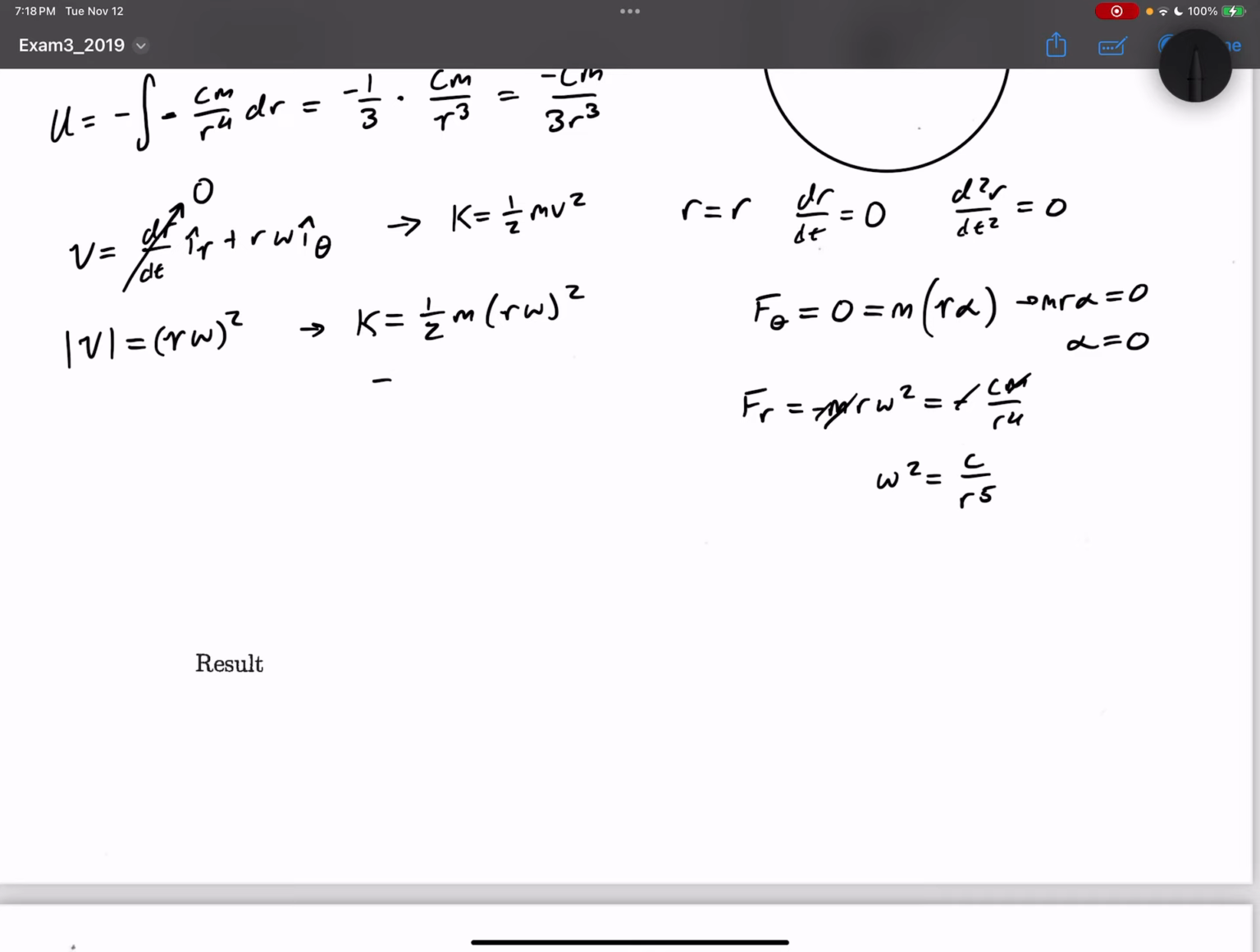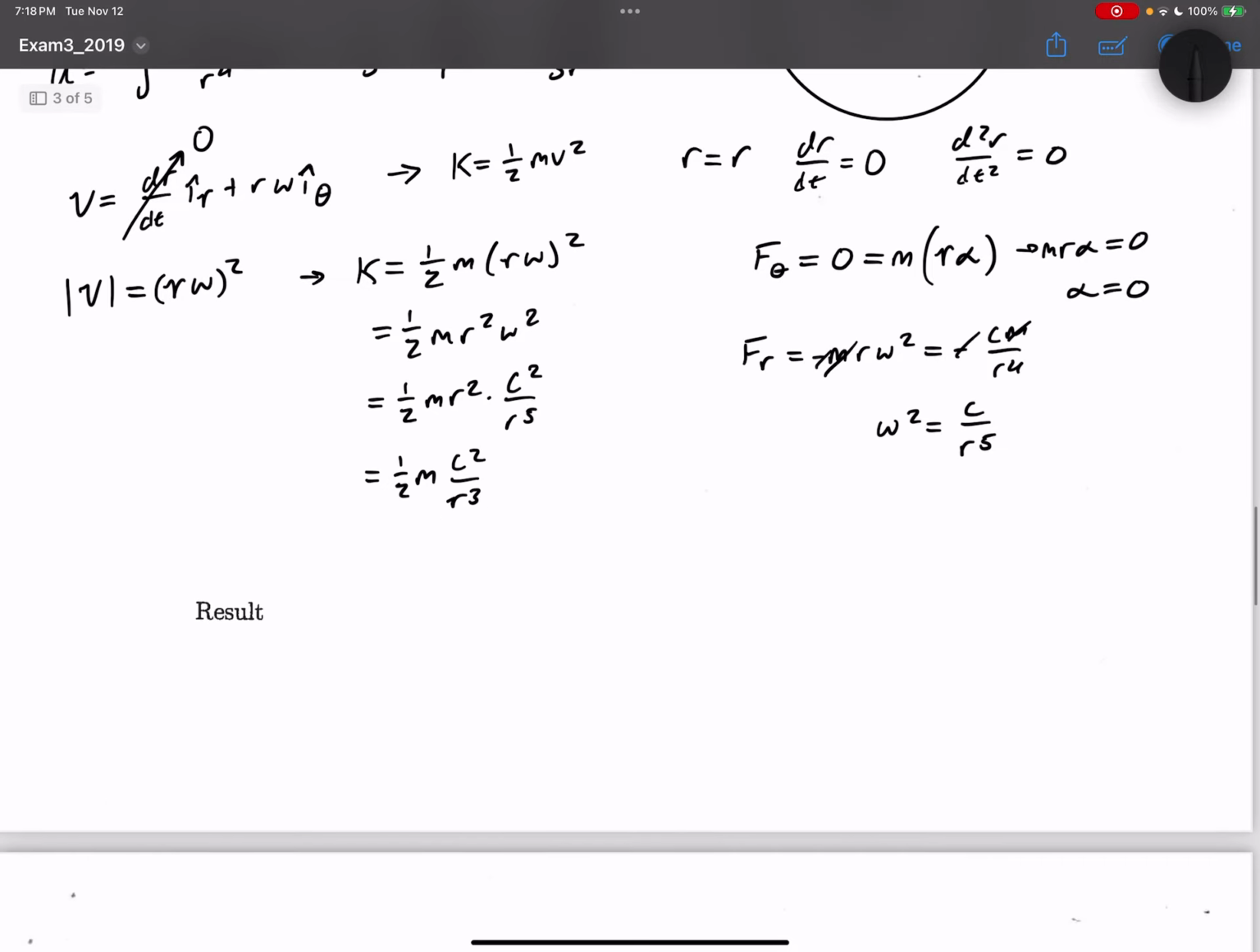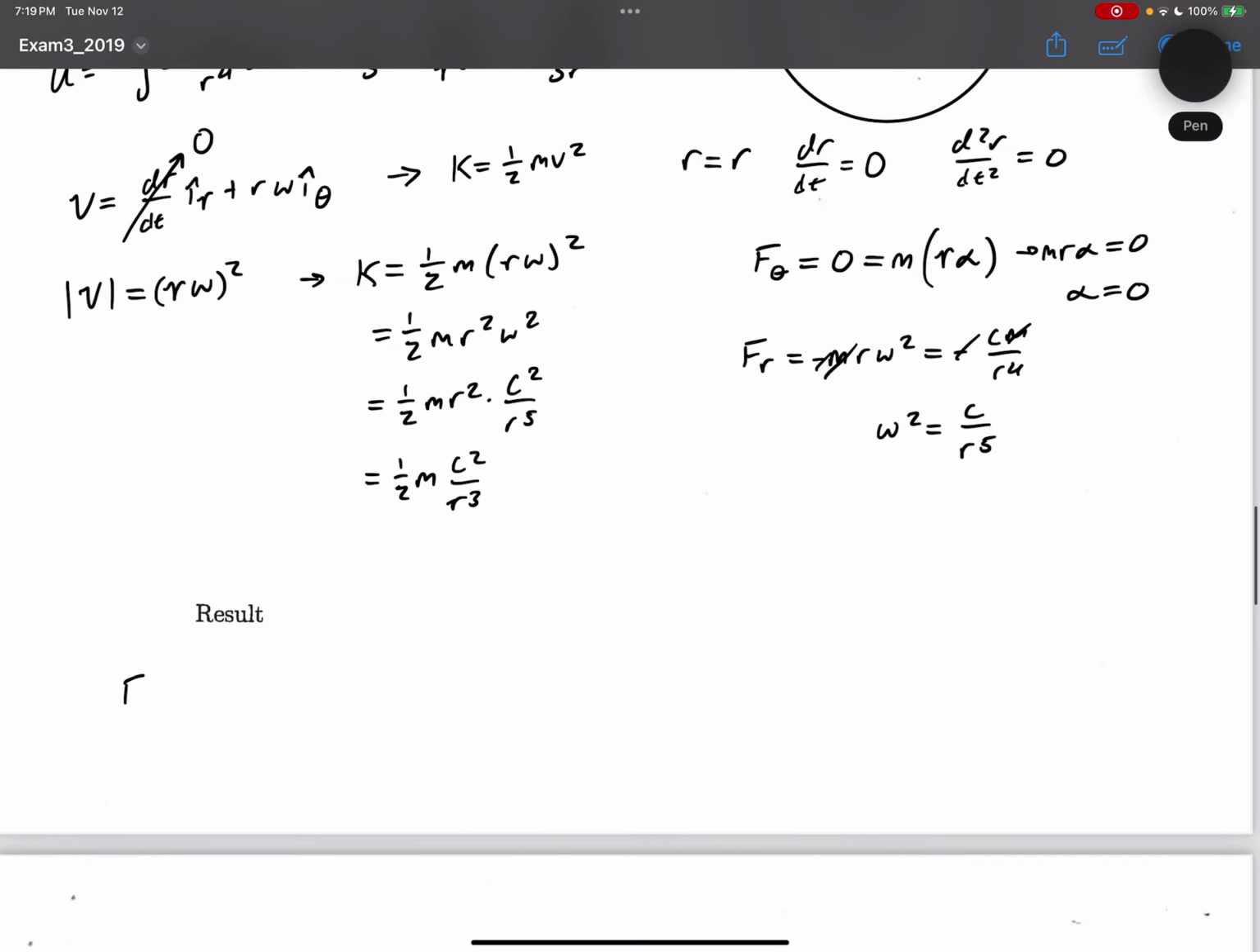And since we have a value for omega squared here, in r squared omega squared, we plug that in. So we have that it's 1/2 m r squared times c over r to the 5th, which is going to just equal 1/2 m c over r cubed. Right? Okay, cool. And then we just add that together to get energy. Kinetic plus potential. So we get 1/2 m c over, or not c squared, sorry.